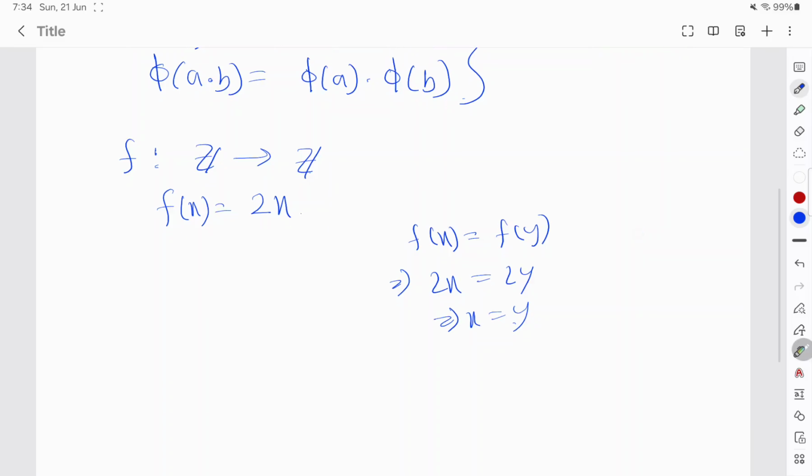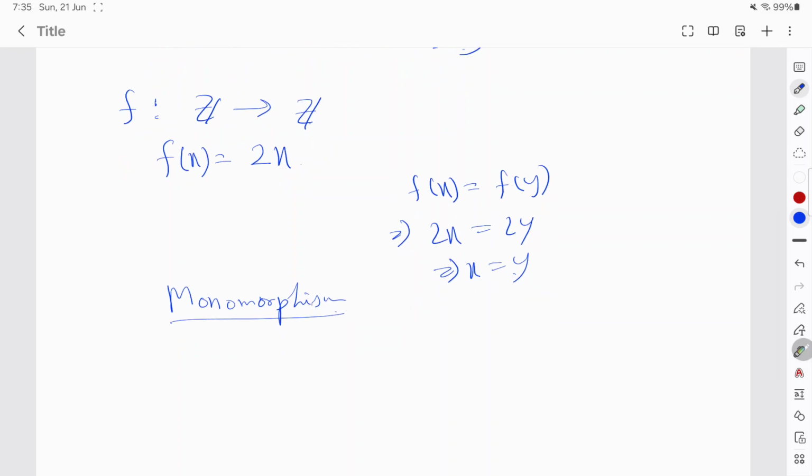Is it onto? Obviously it is not, because you can see 3 belongs to the codomain set, but is there any x for which f x equals 3? The answer is no, so that's why this is not onto. So this is just a monomorphism.